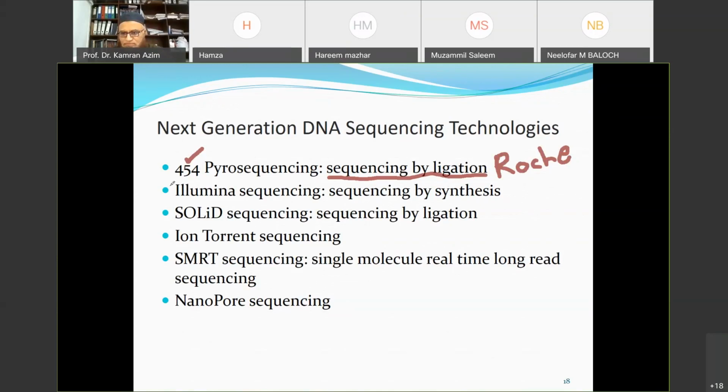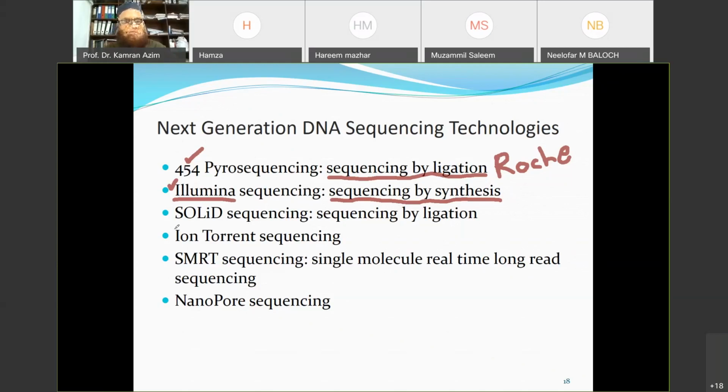Another approach is called Illumina sequencing. This sequencing method I just described in the previous slide. This type of sequencing can be characterized as sequencing by synthesis. This method is commercialized by the company called Illumina.